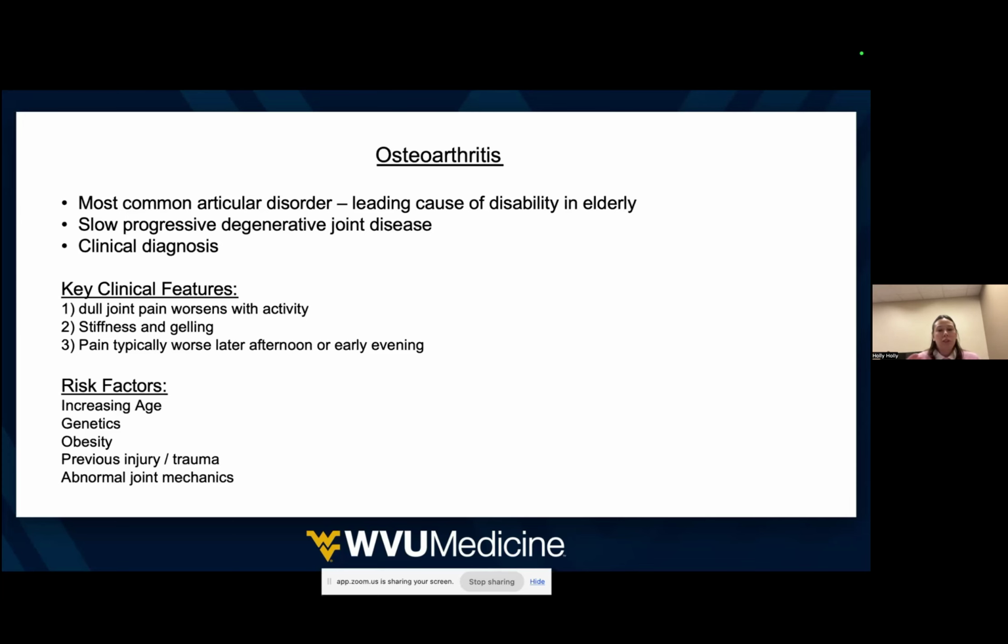Risk factors, or things that we think about that make osteoarthritis more common, is increasing age. Sometimes family history, if they have a strong family history of arthritis. Obesity obviously can increase that risk for our larger joints, hips and knees. Previous injury or trauma to a joint can sometimes increase that risk of having arthritis in the joint as they get older. And if there's any abnormal joint mechanics from any other previous injuries or traumas that they have had, that may increase the likelihood of having arthritis.